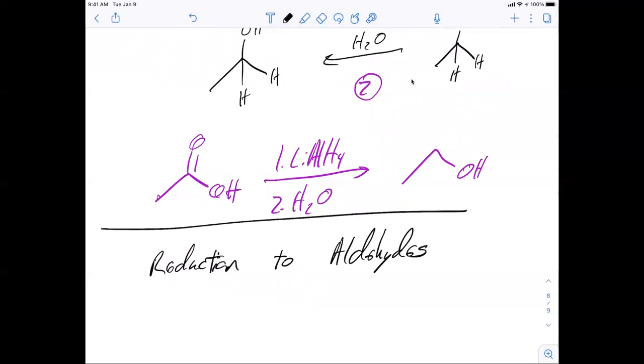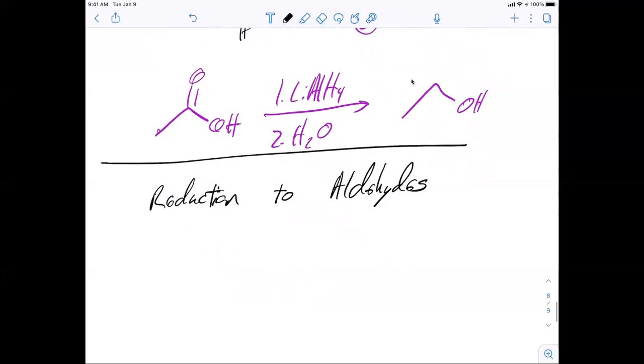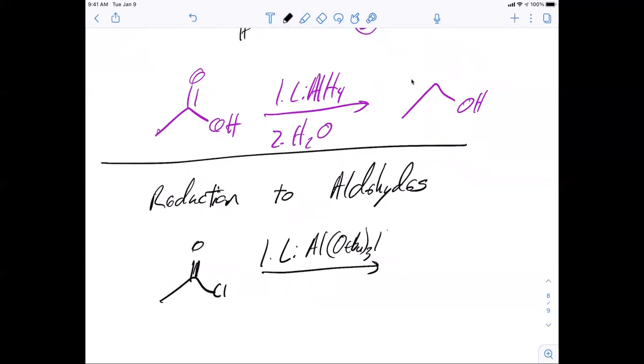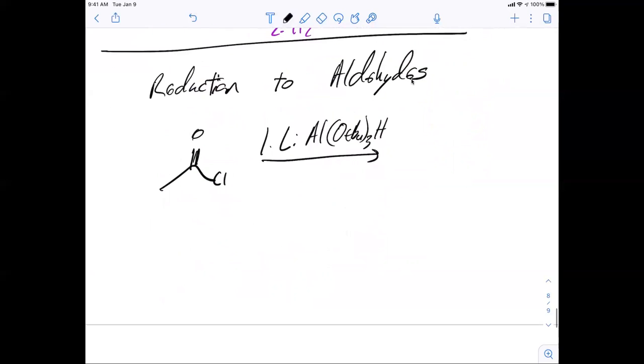And for the reduction to aldehydes, what we need is a special reagent. What we need is a reagent that's more reactive to the chloride than the aldehyde, so that we can react it with the chloride and then it'll stop. It won't react with the aldehyde. Okay, and that reagent for acid chlorides is a lithium aluminum trialkoxyhydride, right? So what that looks like is, instead of having a bunch of hydrogens attached, it's got 3, and this is the t-butyl version.